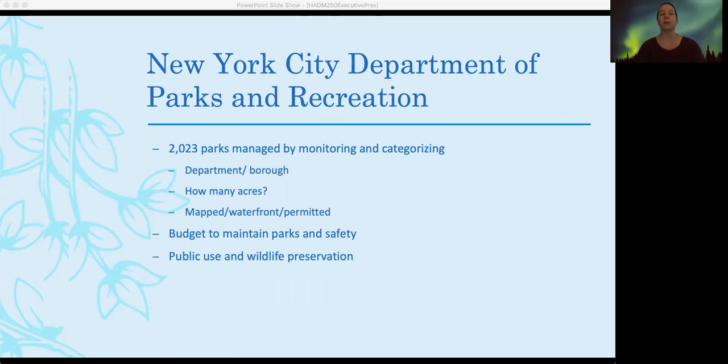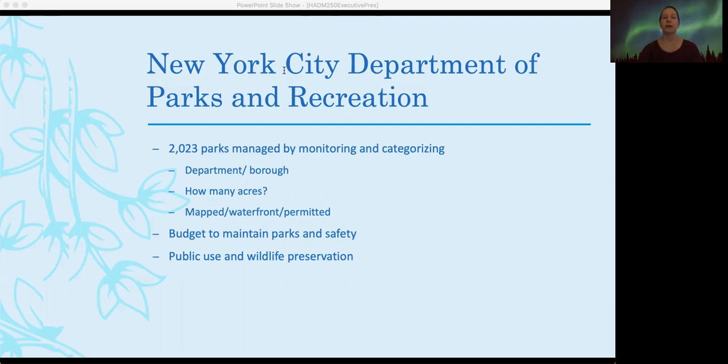2023 park properties are managed extensively and categorized descriptively. The Parks Department can track which acres and the types of properties that belong to which department and to which borough. They can see which park has the greatest number of acres and which has the least. They can track how many acres were acquired each year. They know how many acres are mapped on the New York City website. They know the number of acres that are waterfront, and they know how many require permits.